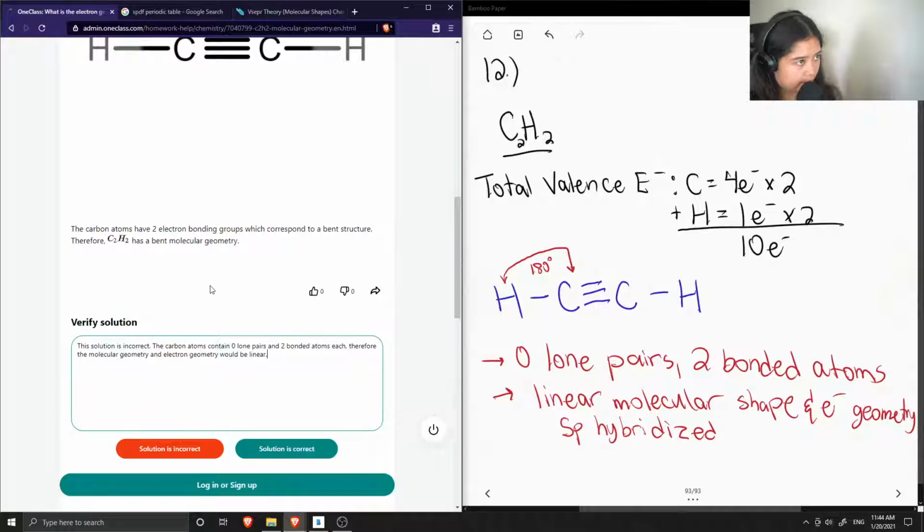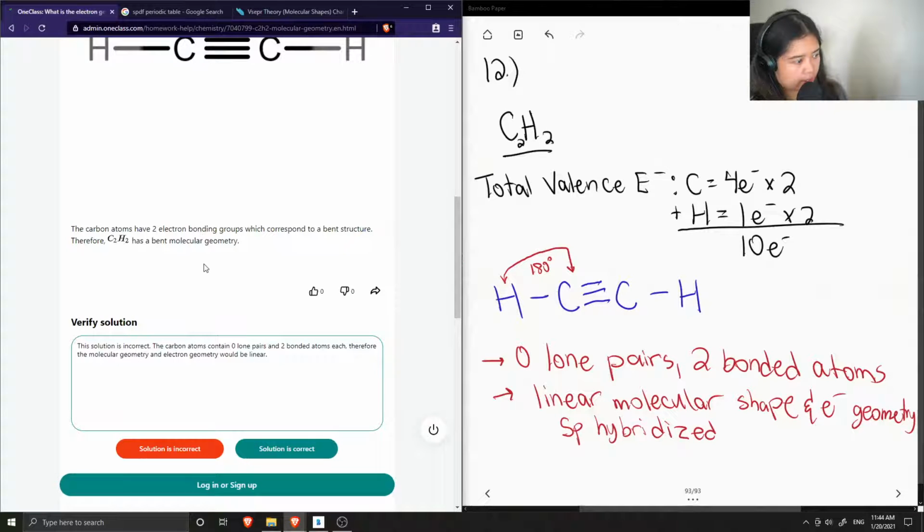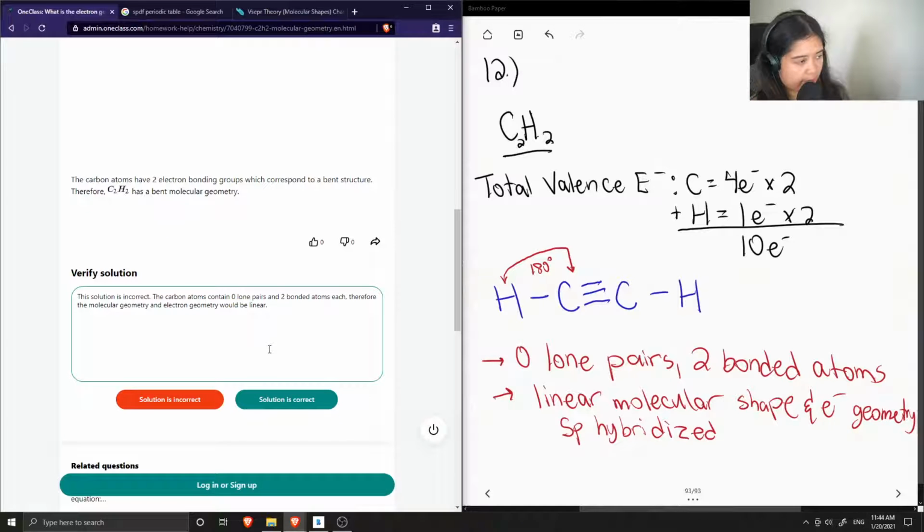Okay, so I think the junior tutor corresponded it to a bent structure. If we were to have 2 bonded atoms and 1 lone pair, then indeed we would get a molecular shape that is bent. But since the carbons don't have any lone pairs, then we just have a linear molecular geometry.